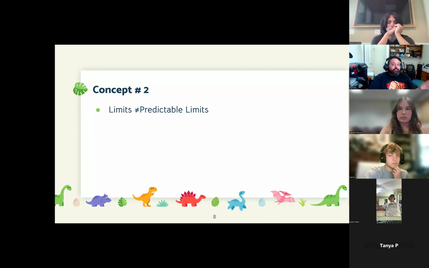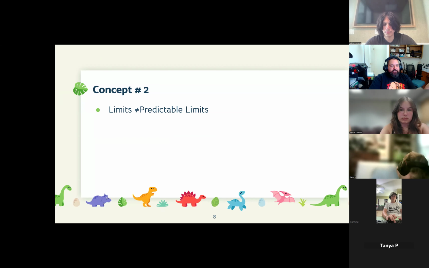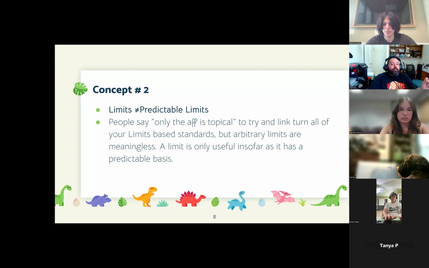Concept number 2. Limits does not equal predictable limits. People who say only the AF is topical to try and link turn all of your limits-based standards ignore that arbitrary limits are meaningless, okay? A limit is only useful insofar as it has a predictable basis.